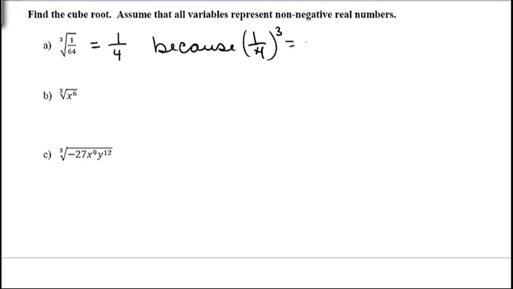So if you cube 1/4, you'll get 1/64th. And so that's why the cube root of 1/64th is 1/4. And the same thing applies for cube roots or any other roots. When you're taking the cube root of a power of a variable, you just take the power of the variable, 6, and divide it by 3. And so that gives you x squared.